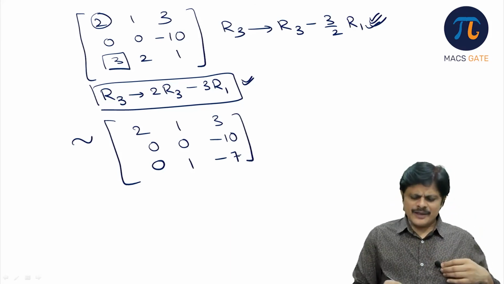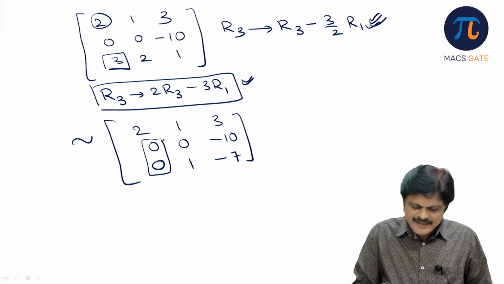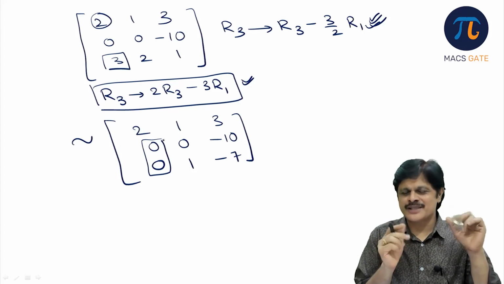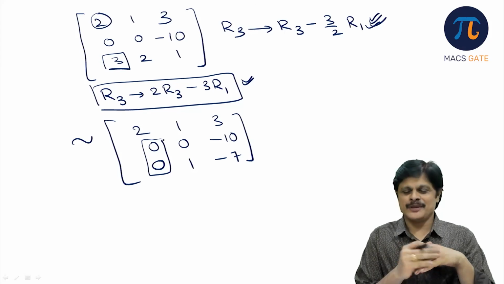Even though I have not given you a proper story, this is the purpose of using this row operation. To make certain elements zero, we use this, mostly the third type of row operation, which is very, very useful. Please remember.